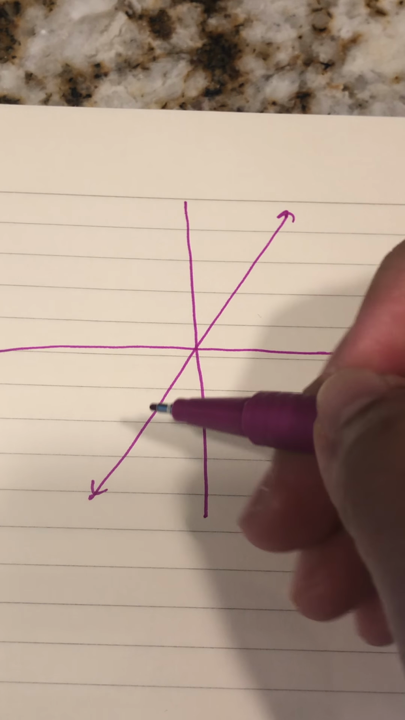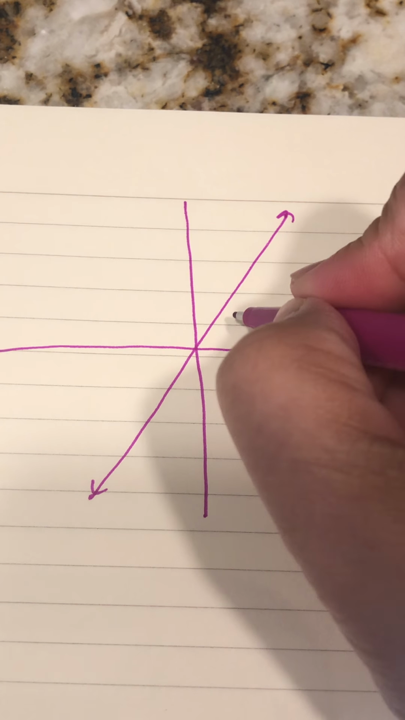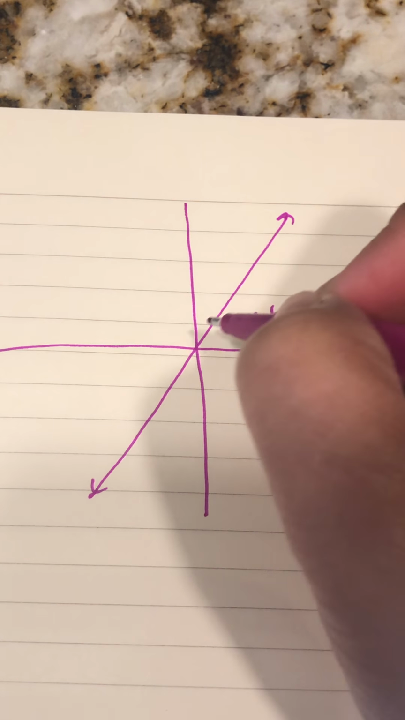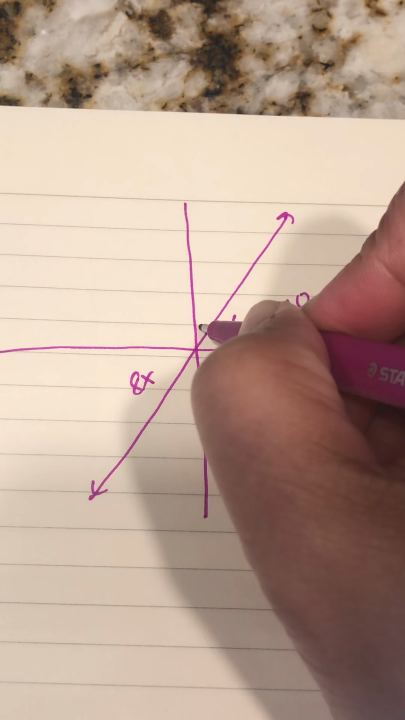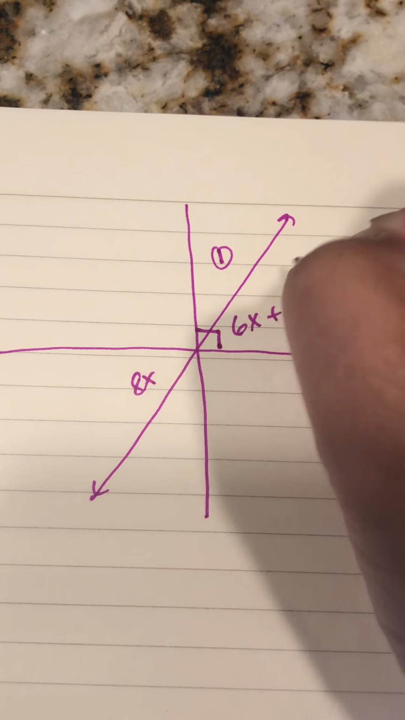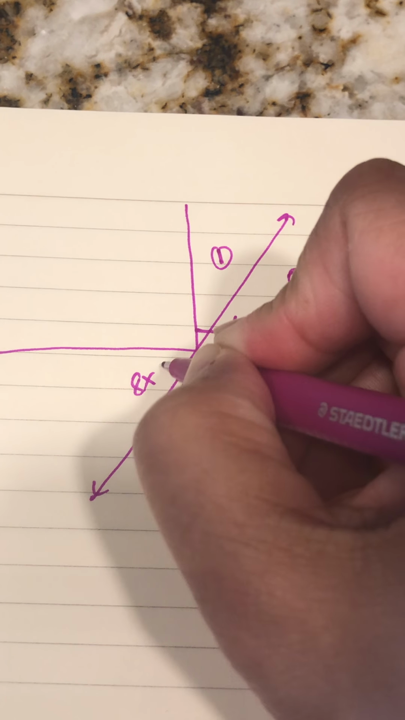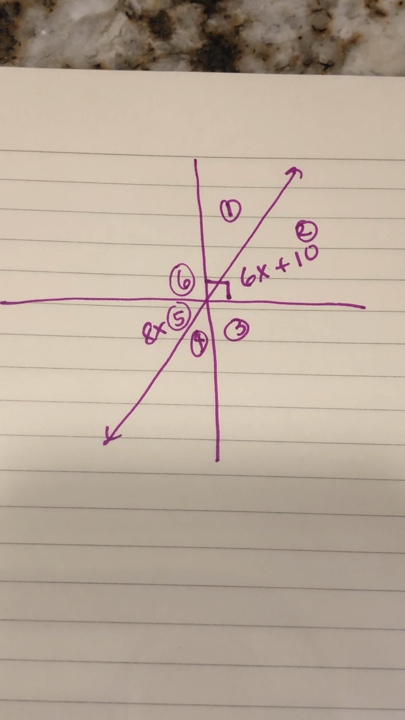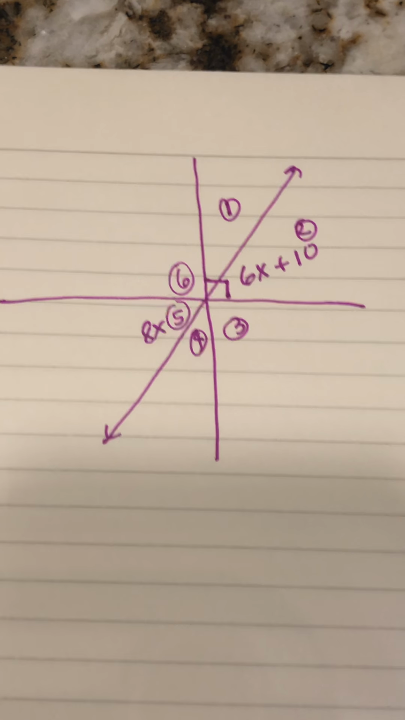Okay, so now I'm gonna say that this is 6x plus 10, and this is 8x over here, and this forms a 90 degree angle, and these are my angles 1, 2, 3, 4, 5, and then 6. I would like you to give me the measure of all the angles, angle 1, 2, 3, 4, 5, and 6. All right, so what is the given information here? I have angle 5 and angle 2.